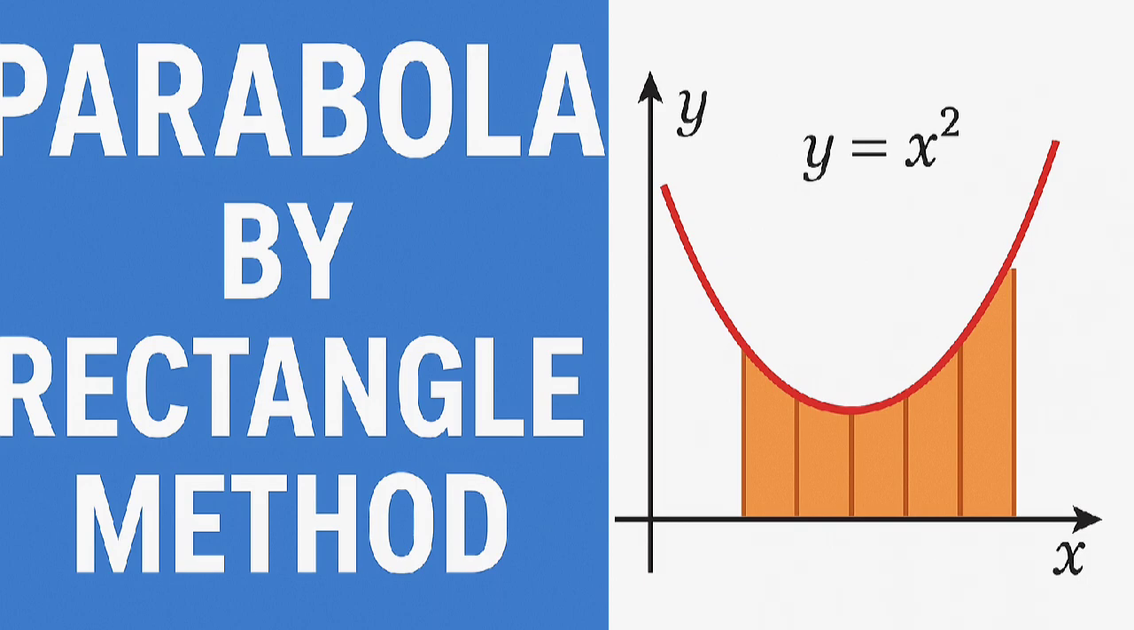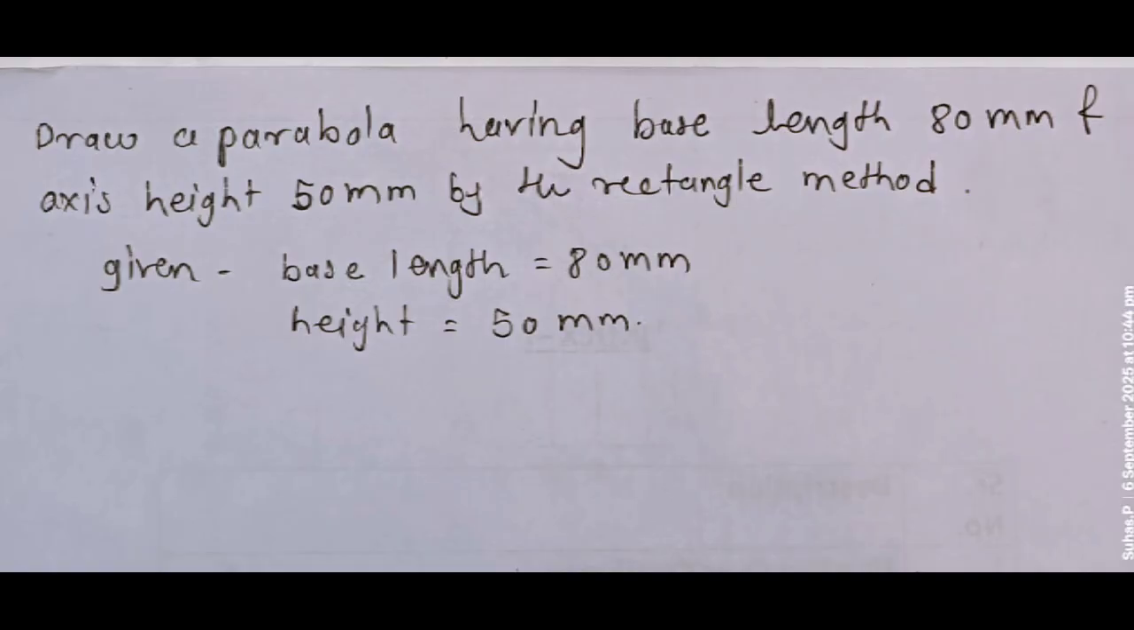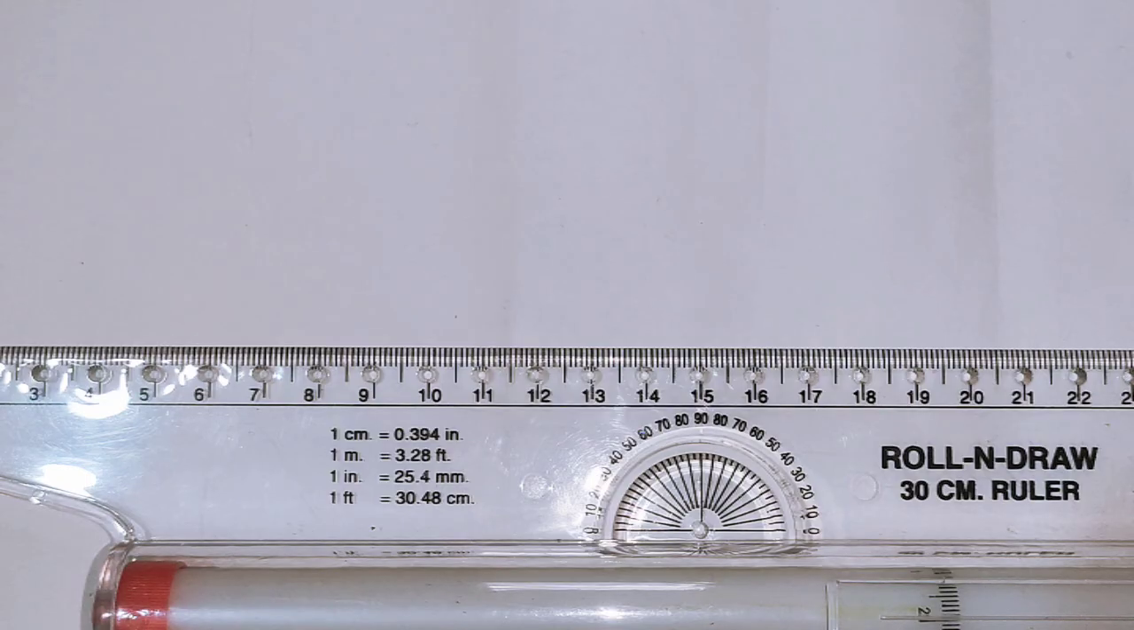So let's start our actual topic. In the exam, the question may ask: draw the parabola having a base length 80 mm and axis height 50 mm by rectangle method. So in the problem, the given data is: length is 80 mm and the height of the rectangle is 50 mm. So let's start our actual construction.